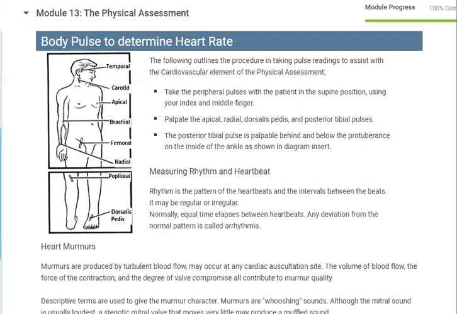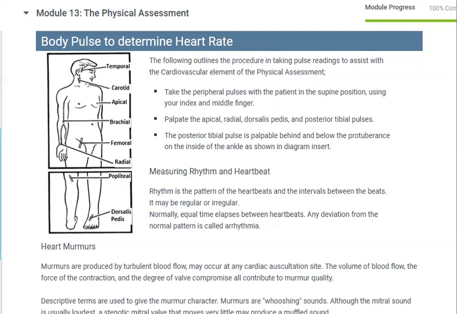Measuring rhythm and heartbeat. Rhythm is the pattern of the heartbeats and the intervals between the beats. It may be regular or irregular. Normally, equal time elapses between heartbeats. Any deviation from the normal pattern is called arrhythmia.